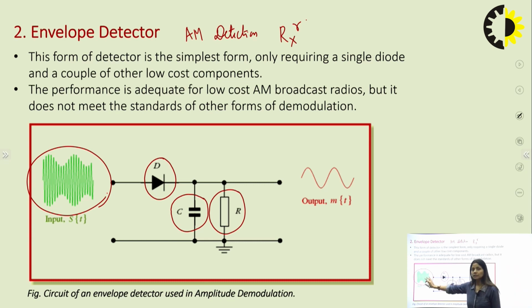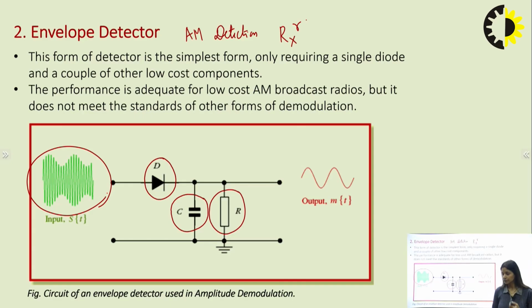Since it is an envelope detector, first of all, you need to learn this particular circuit. It employs only 3 components: the diode, the capacitor, and the resistance. In AM broadcast radios, the performance of this particular circuit is good, but it is not at the required standard. We can also use some other demodulator circuits, but you need to understand this particular circuit as the envelope detector.